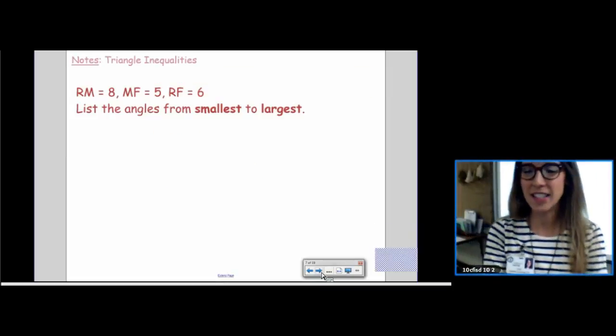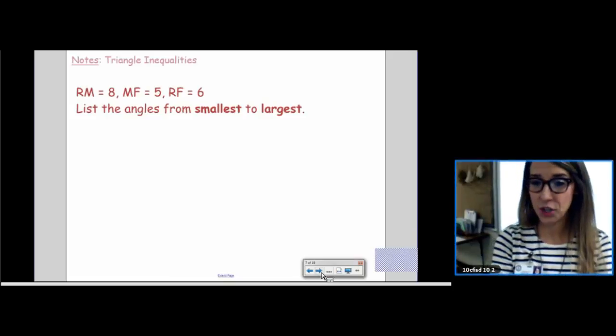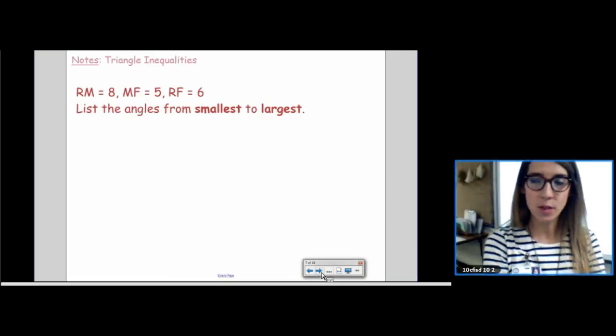All right, go ahead and try this example. You will probably want to sketch your own triangle. And then I want you to list the angles from smallest to largest.